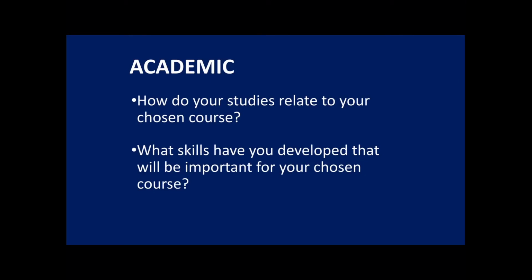Next is the academic paragraph. In this section, outline how your current studies relate to your chosen courses and what skills you have developed that are important for your future studies. Don't worry if some of your subjects do not initially appear to relate to your chosen courses. Concentrate on the transferable skills you have developed and how these will benefit you.